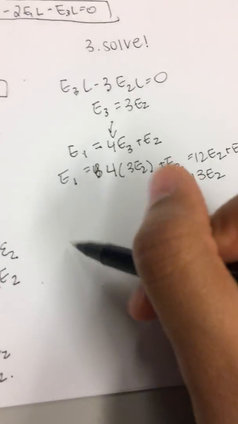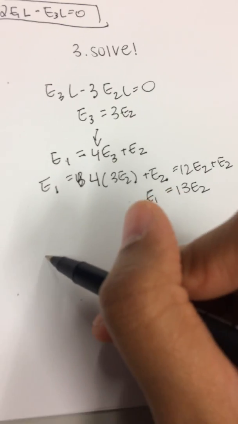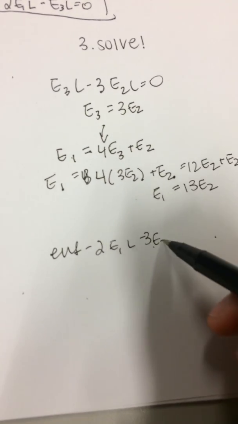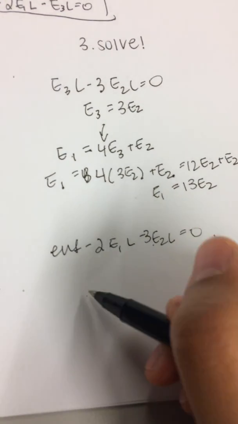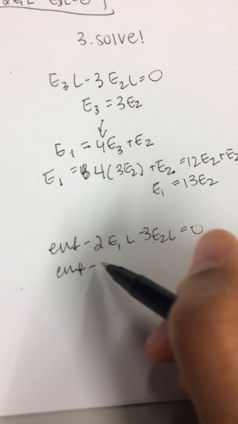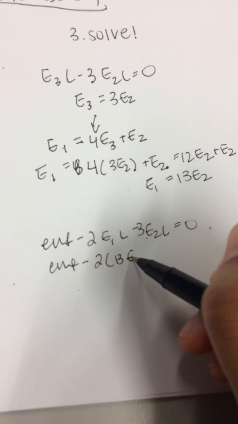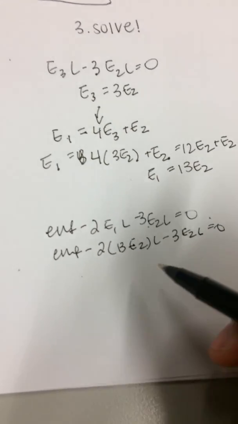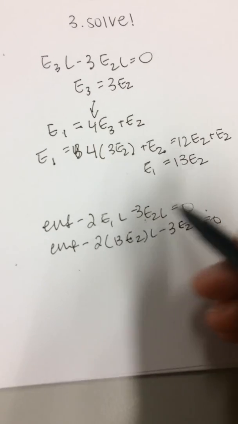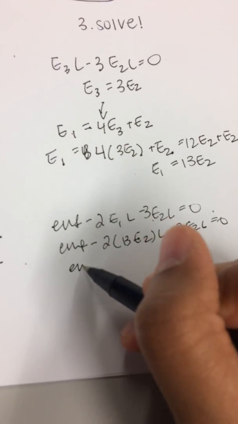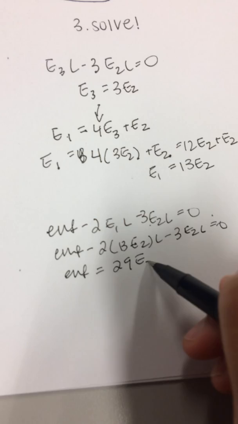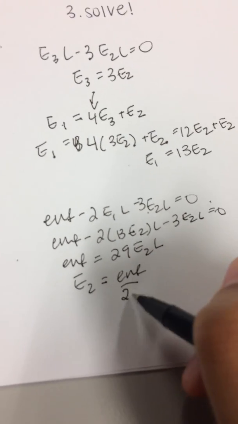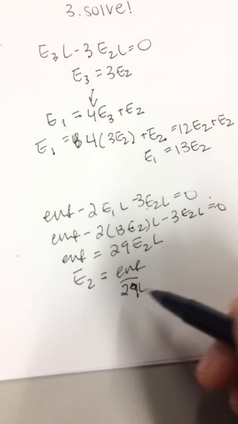And then you can use your loop rule equation. So you have EMF minus 2E1L minus 3E2L equals 0. And simplify that with what you know. So EMF minus 2 times 13E2L minus 3E2L equals 0. And then bring all that to the other side, and then you'll have EMF equals 29E2L, and then you know that E2 equals EMF over 29L when you divide both sides by that.